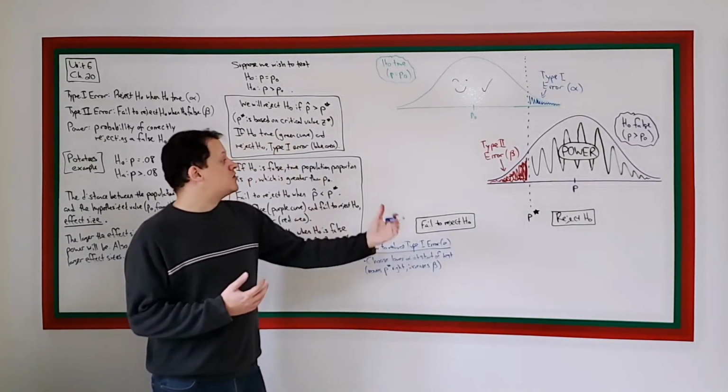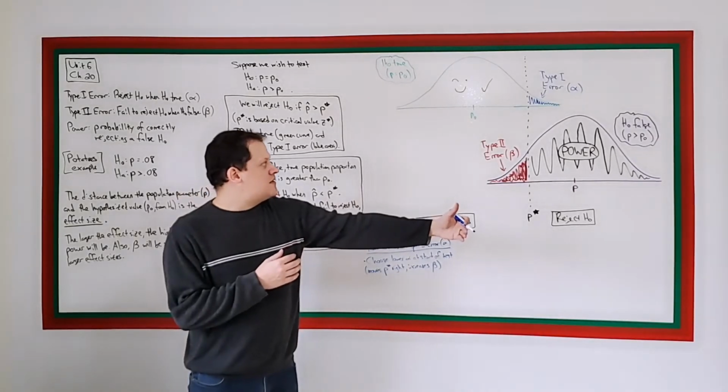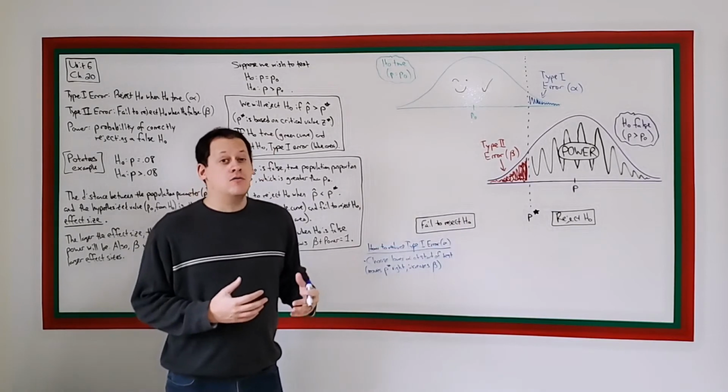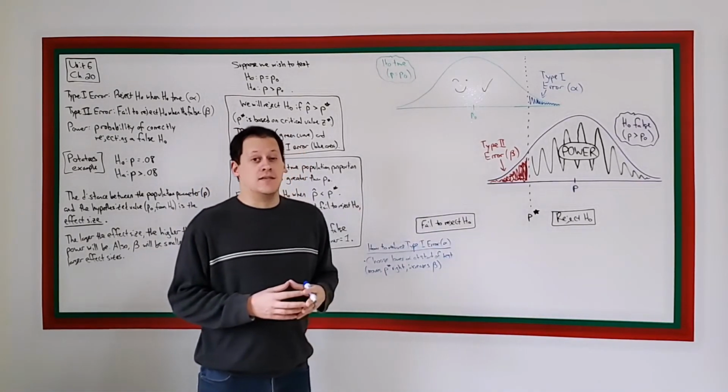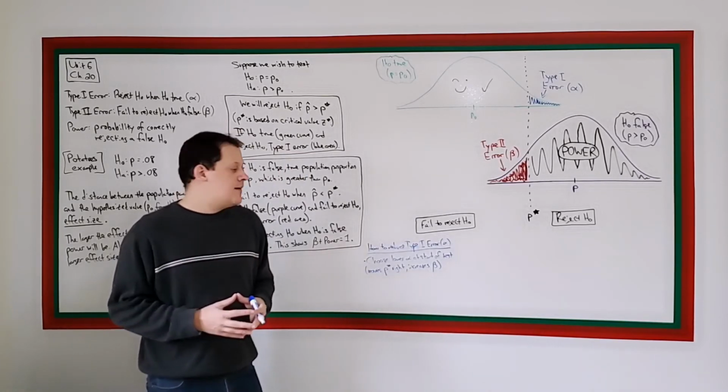A consequence of that is it's going to increase your probability of type 2 error, beta, and it will also reduce the power of your test. The further you move that P star to the right, the smaller you make your type 1 error, you are reducing power, which is the probability that you correctly reject the null. So there is that trade-off there.